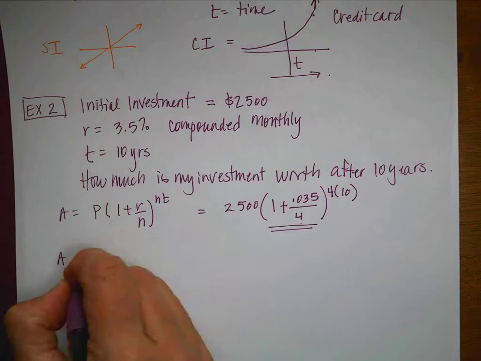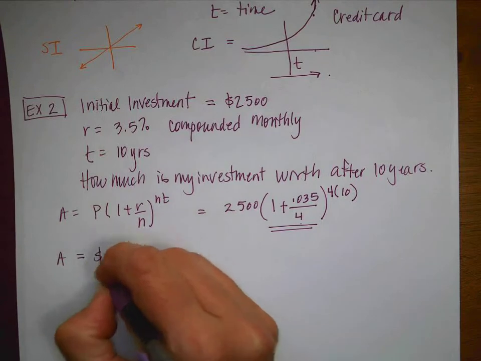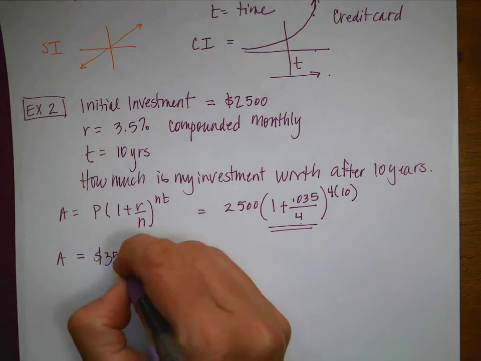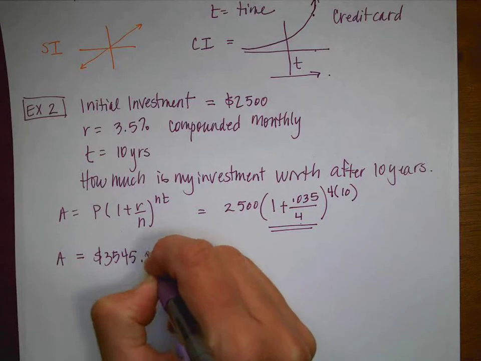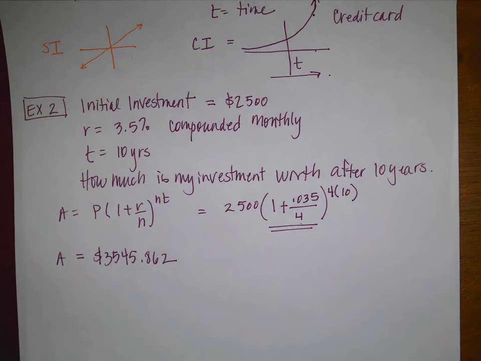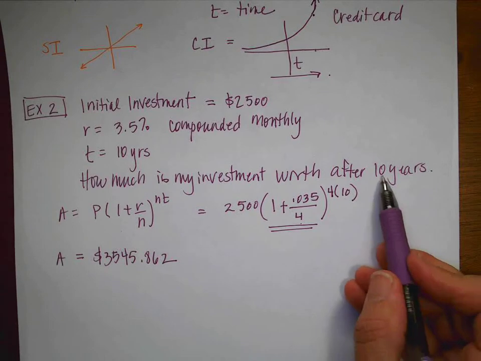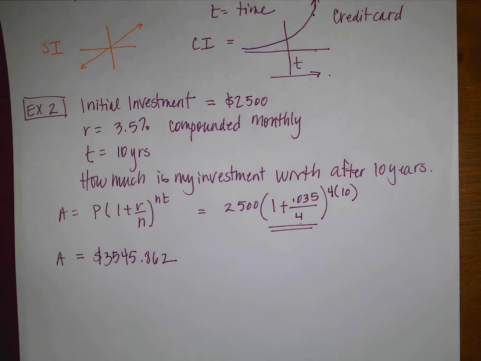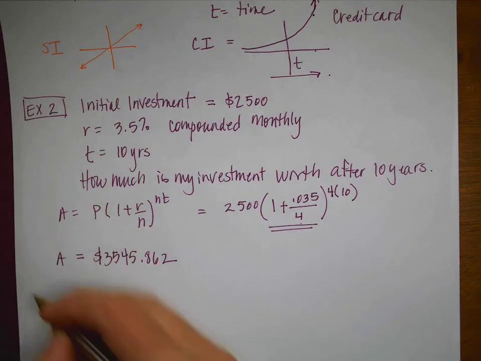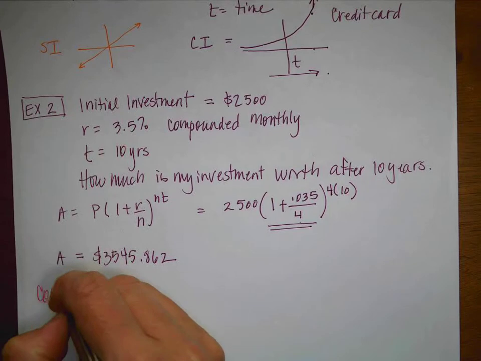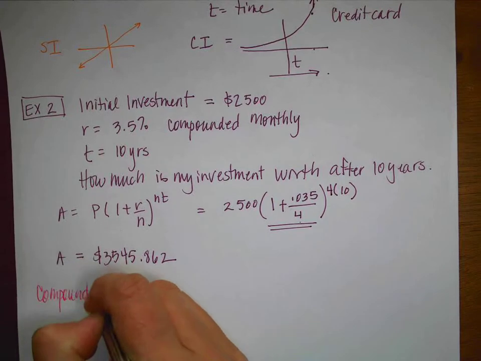So the amount of money in the bank, so A is equal to 445.862, alrighty? And that is how much my investment is worth after 10 years. If I did it with simple interest, it would be significantly lower. Alrighty, now let's talk about compounding periods.